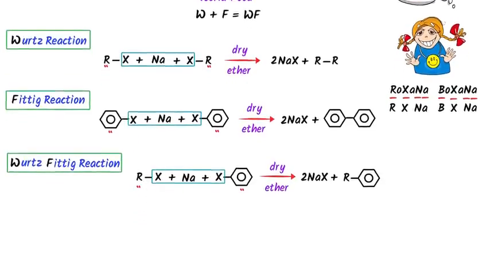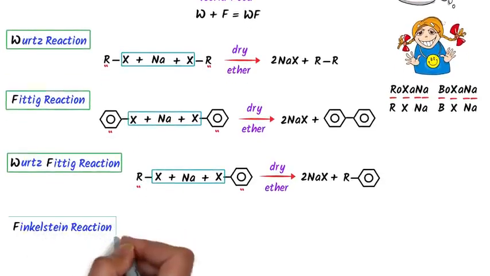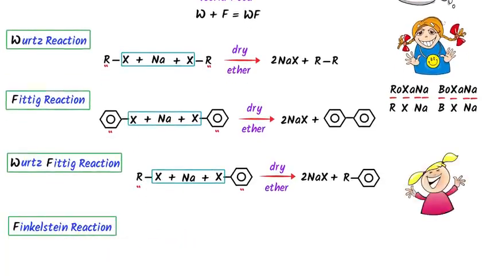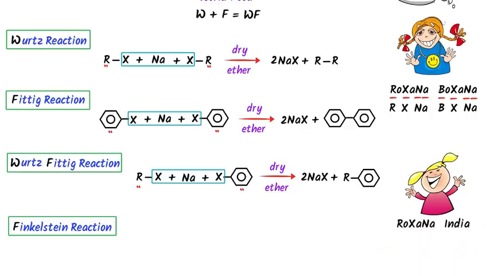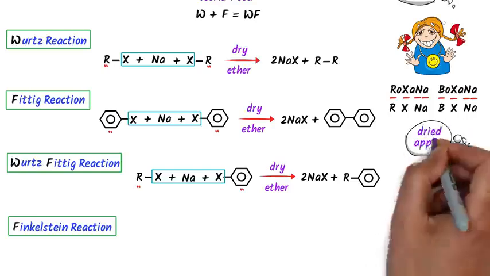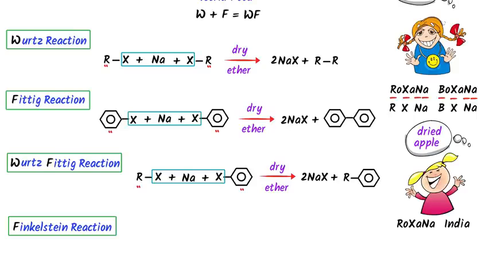Fourthly, this F also stands for Finkelstein reaction. Now let's consider the sister of Rukhsana Bukhsana. Let the name of her sister be Rukhsana India. She loves to eat dry apple. Remember that I again capitalize every second letter in Rukhsana India.